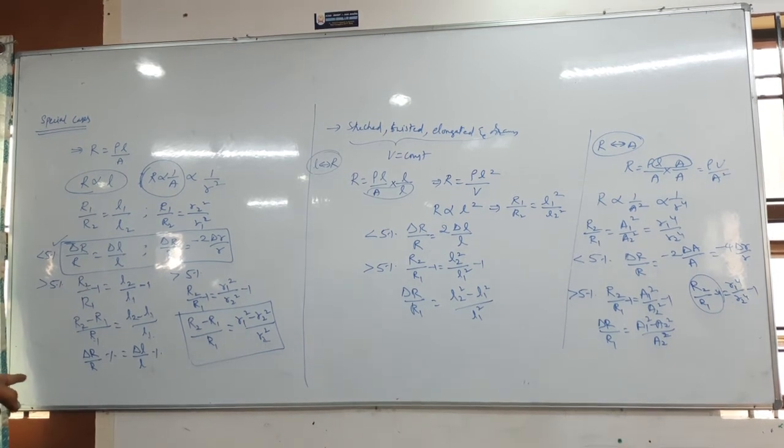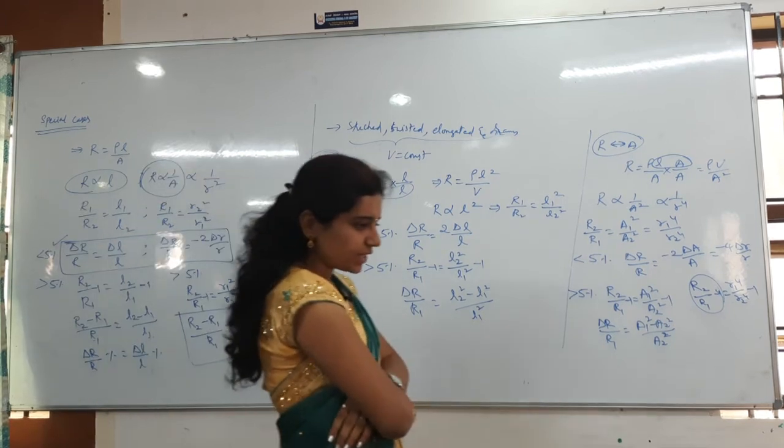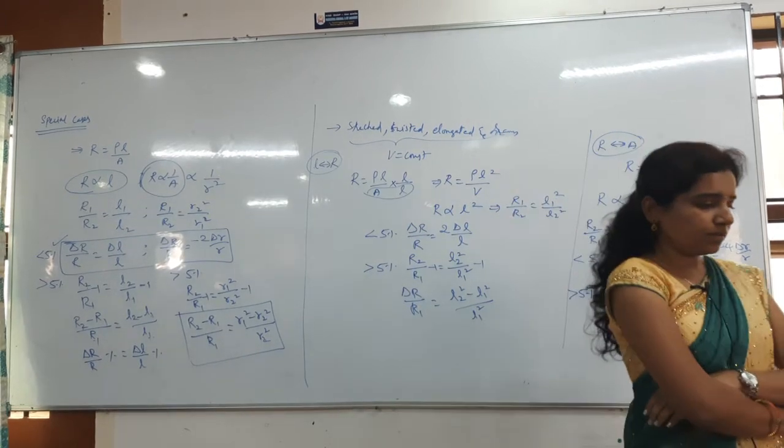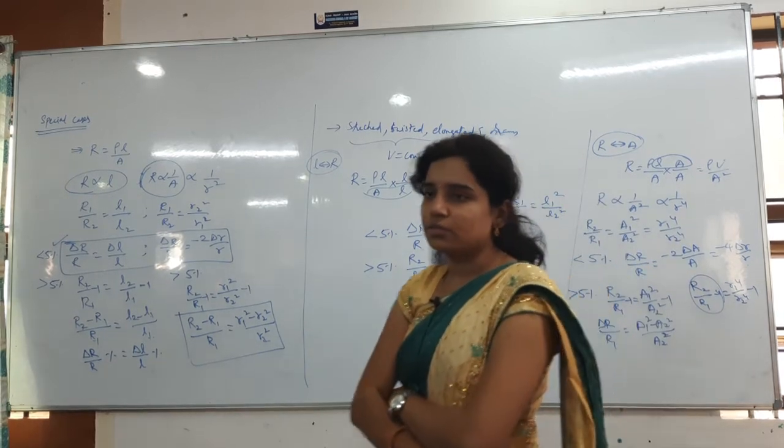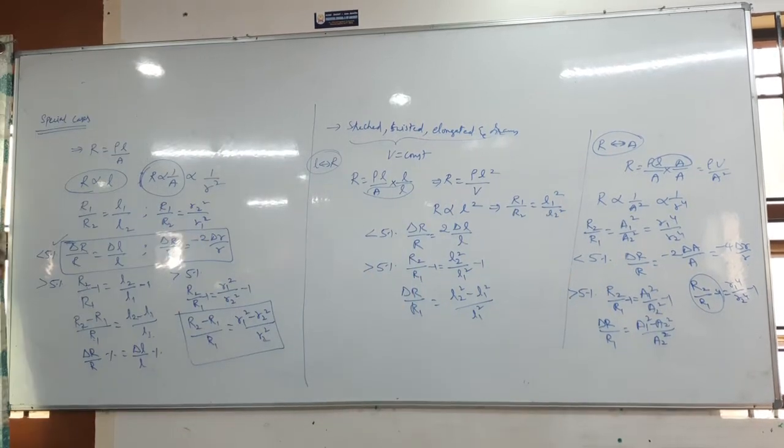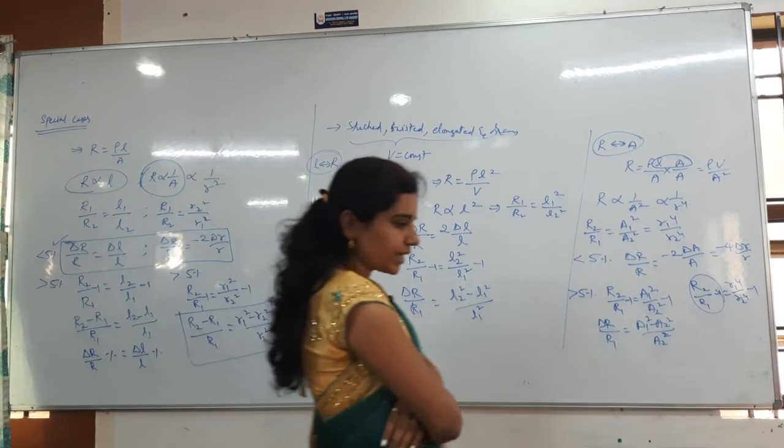This one is finished, huh? This one, first one. Then write as a note point. When the wire is stretched, elongated, compressed, twisted or drawn, then volume remains constant. On the side you write as a trick.